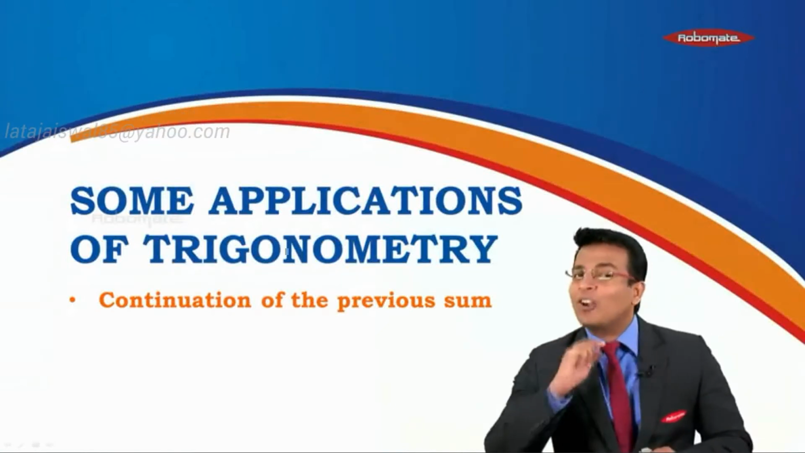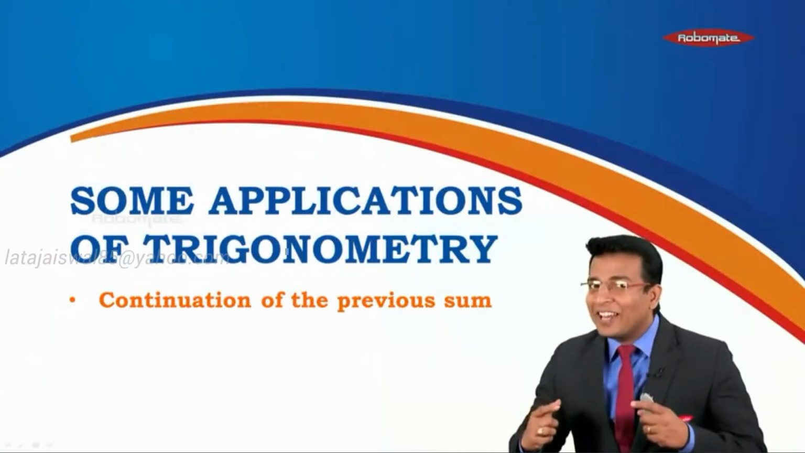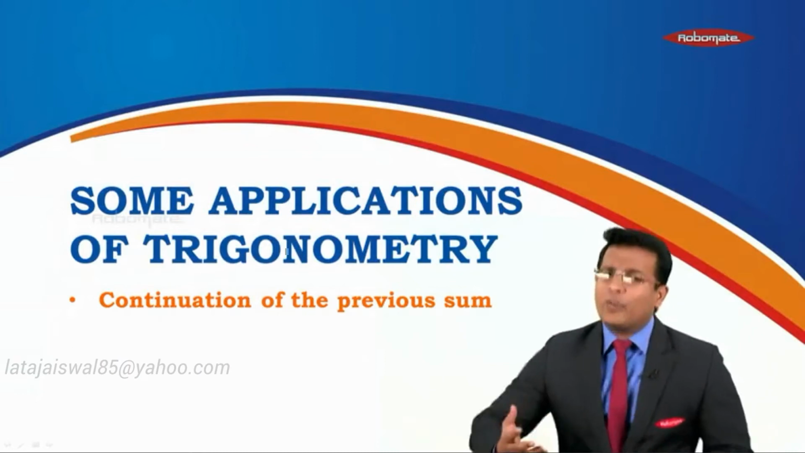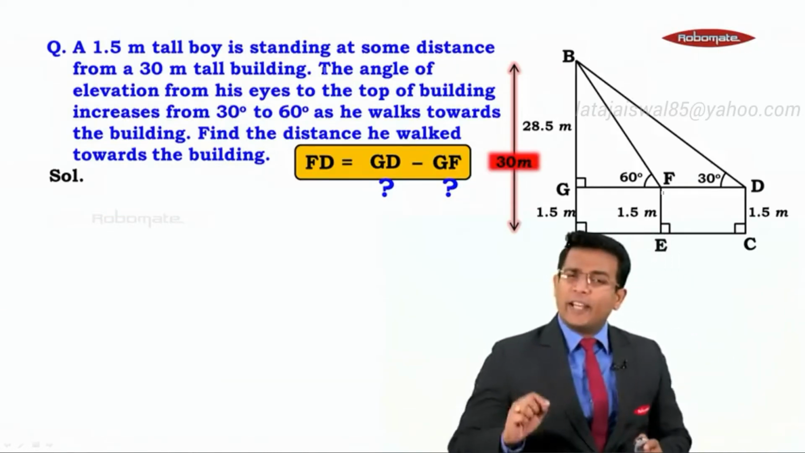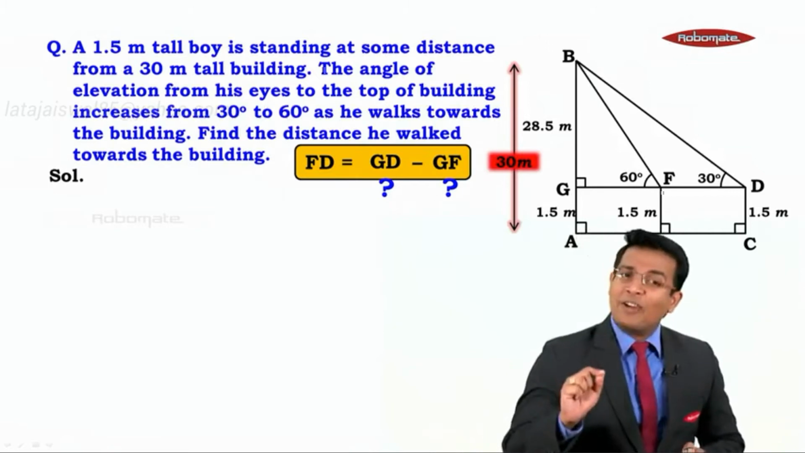And I know you would have got the answer, right? Because I gave you hints, and you would have easily got it. Let's see how you solve the sum further. See, we have to find the length of FD. For that, I said we need to get the value of GD and the value of GF.